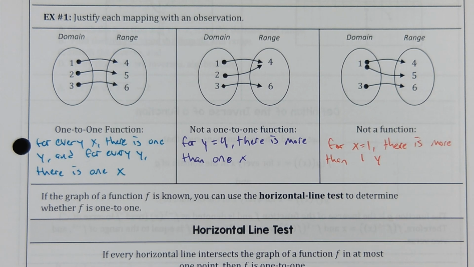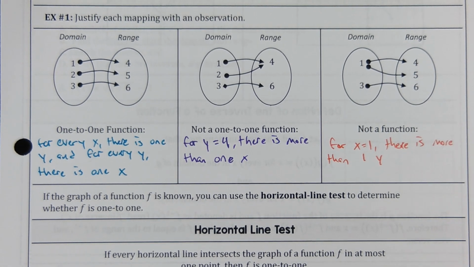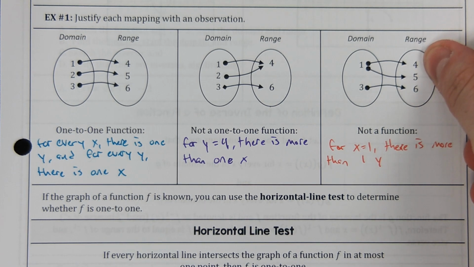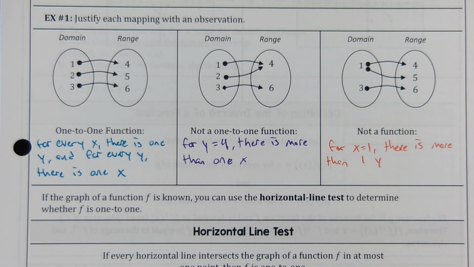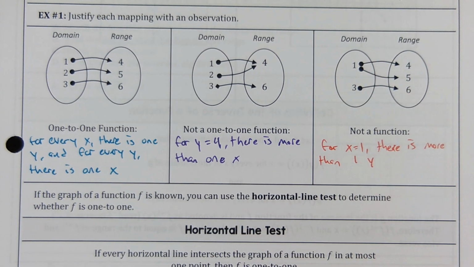Okay, bonus question 4. Is the inverse of this relation a function? Landon says yes. He's right. Because for every y, there is exactly one x. Y equals 4 has a single x. Y equals 5 has a single x. Y equals 6 has a single x. So this relation is not a function, but its inverse is.